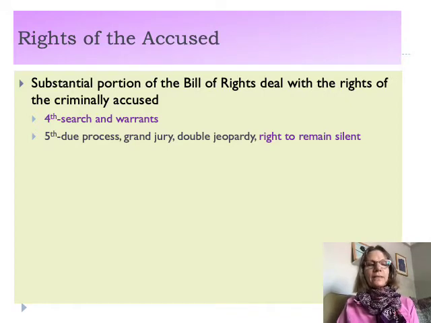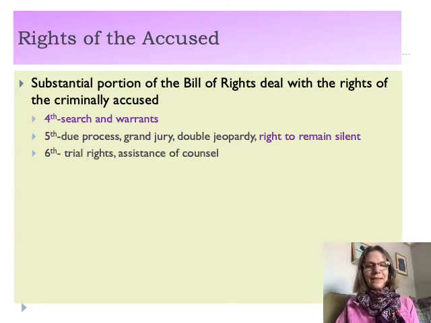The Fifth Amendment deals with the general idea of due process. So does the 14th Amendment, because it says that your life, liberty, or property cannot be taken from you without due process of law. We're going to talk about what that means in a second. It also deals with the right to a grand jury, double jeopardy, and the right to remain silent.